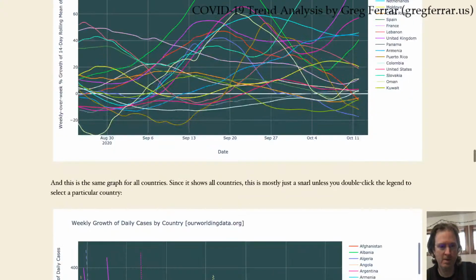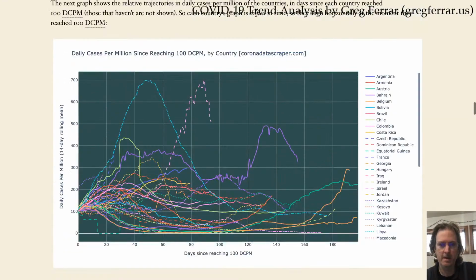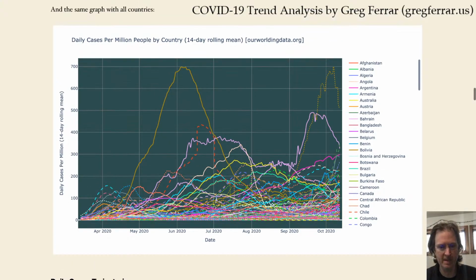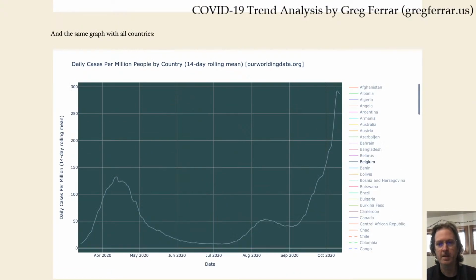Just for kicks though, as a way of comparing, if somebody has a 60% growth rate, but they only have 10 cases in the whole country, they can go from 10 to 16 in a week, and that's a 60% growth rate, but it's nothing to really be worried about. It's just the very beginning of an epidemic. The question is, how's Belgium doing in daily cases per million? Does it have few cases, or does it have a lot?